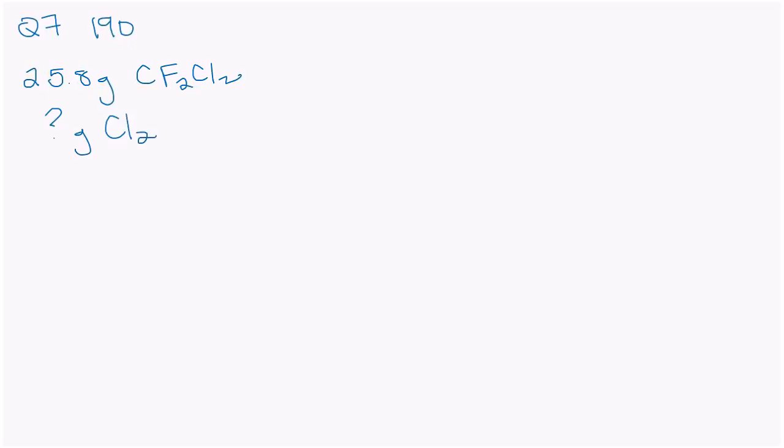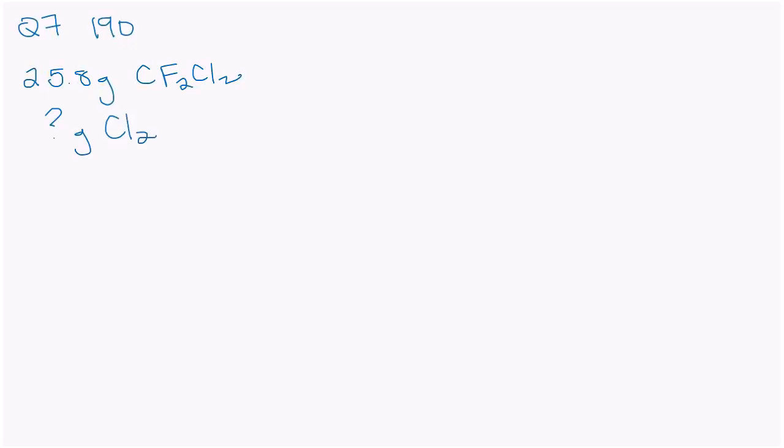Okay, so for this one, looking at question number seven, page 190, it says, how many grams of chlorine are there in 25.8 grams of CF2Cl2? So what am I given is 25.8 grams of the compound containing carbon, fluorine, and chlorine. And the question is, how much of that 25.8 grams is going to be our chlorine?